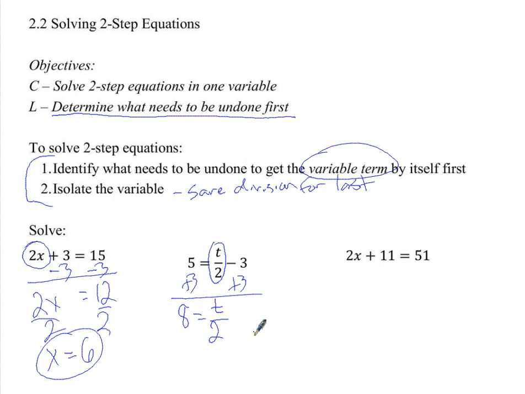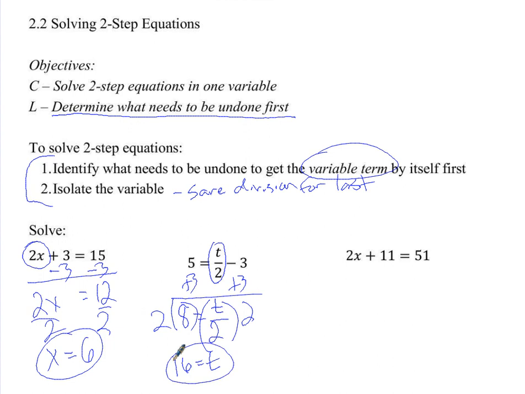So now the variable term is by itself. Notice up here I said isolate the variable, save division for last. We don't have division that we're going to do here. What are we going to do to get the variable by itself? This time you could multiply by the reciprocal, which in this case is 2. So you're going to multiply both sides times 2. On the left, 2 times 8. 16 equals t. Circle it.